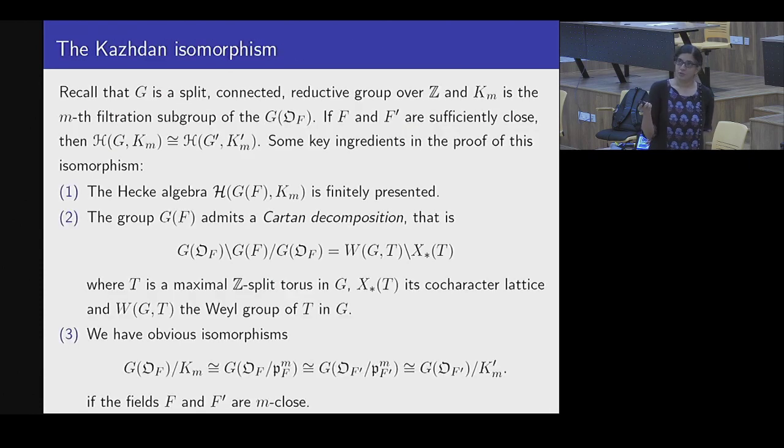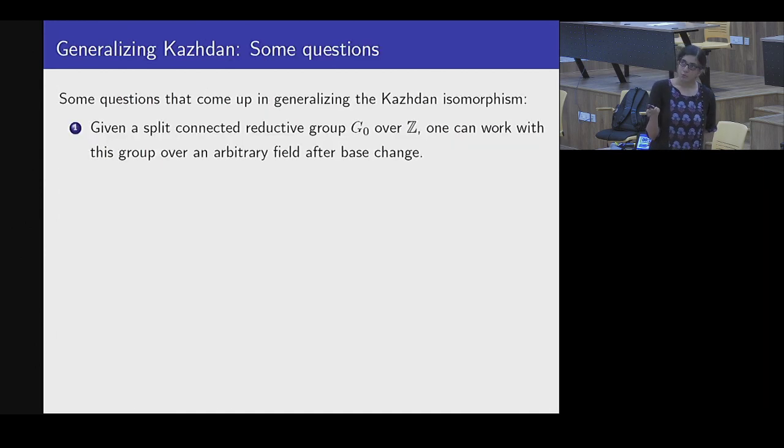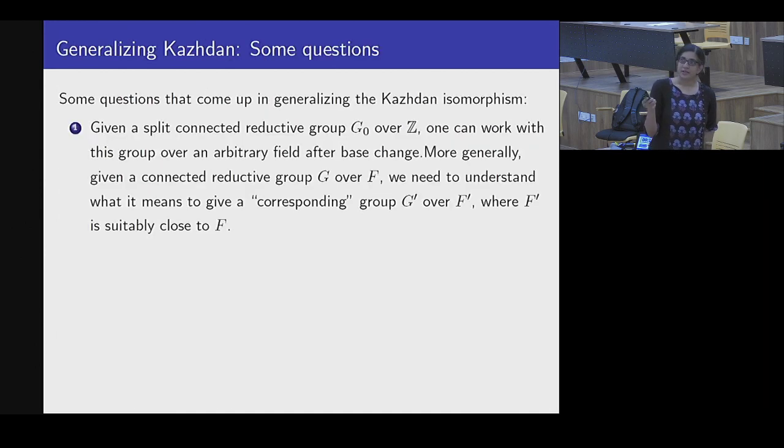Okay, so if one wants to generalize this isomorphism to non-split groups, there are some questions that naturally come up. One, when the group is split over Z, one can work with this group over an arbitrary field after base change. You can just take the G of F points for any field F when the group is defined over Z. More generally, given a connected reductive group over F, we need to understand what it means to give a corresponding group over F prime.